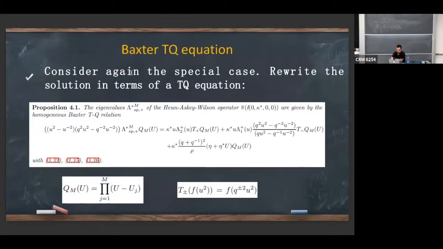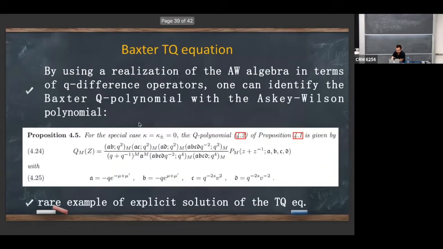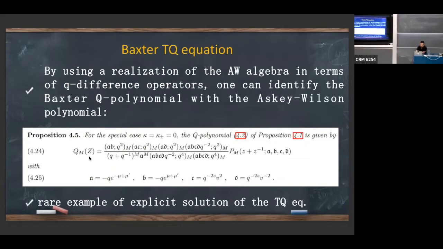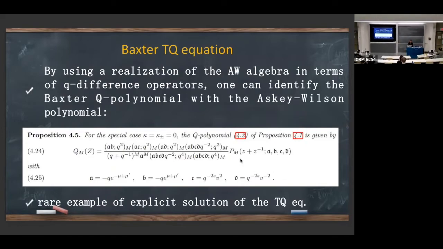we can read this Baxter TQ equation as a difference equation, which is actually the Q difference equation satisfied by the Askey-Wilson polynomial. So this allows us to actually find an explicit solution of the Baxter TQ equation by identifying the Baxter Q polynomial with the Askey-Wilson polynomial.